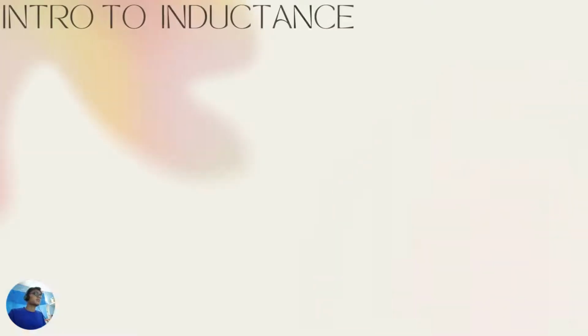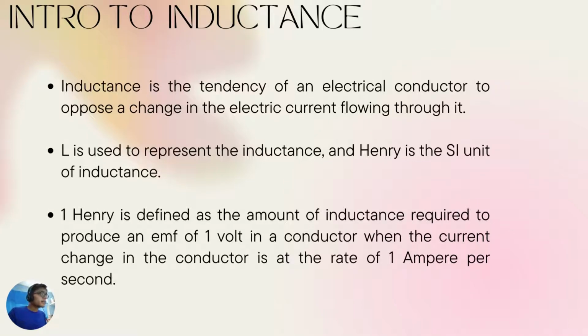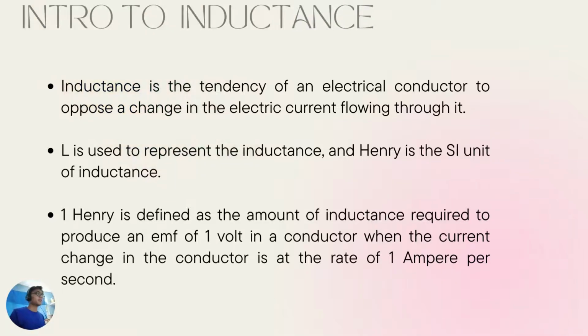Introduction to inductance. Inductance is the tendency of an electrical conductor to oppose a change in the electric current flowing through it. L is used to represent the inductance and Henry is the SI unit of inductance. 1 Henry is defined as the amount of inductance required to produce an EMF of 1 volt in a conductor when the current change in the conductor is at the rate of 1 ampere per second.